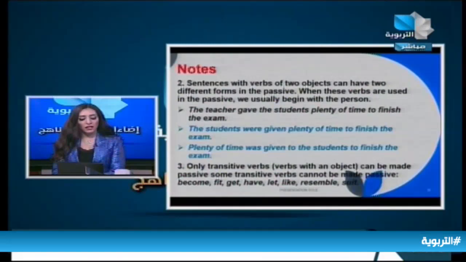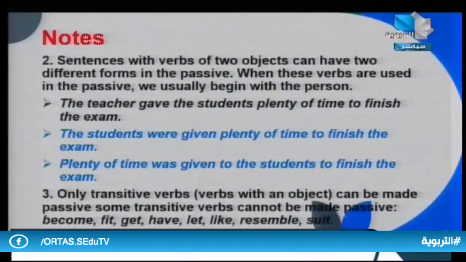Note number 3, only transitive verbs, verbs with an object, can be made passive. Some transitive verbs cannot be made passive, such as become, fit, get, have, let, like, resemble, and suit. So, for example, when we say he smokes, we cannot make it passive because there is no object. The verb has no object here in this sentence. So, only transitive verbs can be made passive, as you said. And when we say transitive verbs, it means that they have objects.